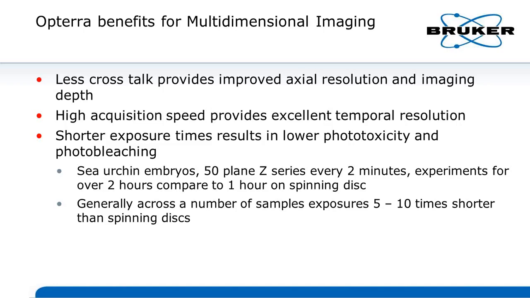We've also found across the board in demonstrations we've been doing this year that people who have had experience with spinning discs comment that they're generally seeing exposure times on our system that are 5 to 10 times shorter than they're seeing on spinning discs. So the shorter exposure time obviously translates into lower phototoxicity and photobleaching, which is always an advantage when you're working with live cell applications.